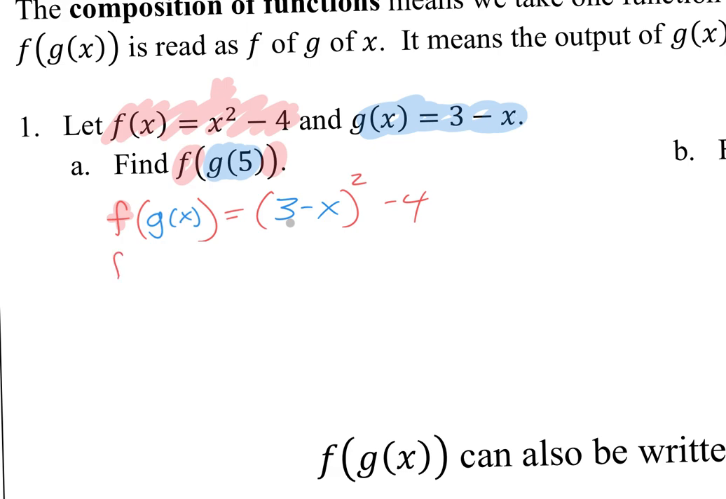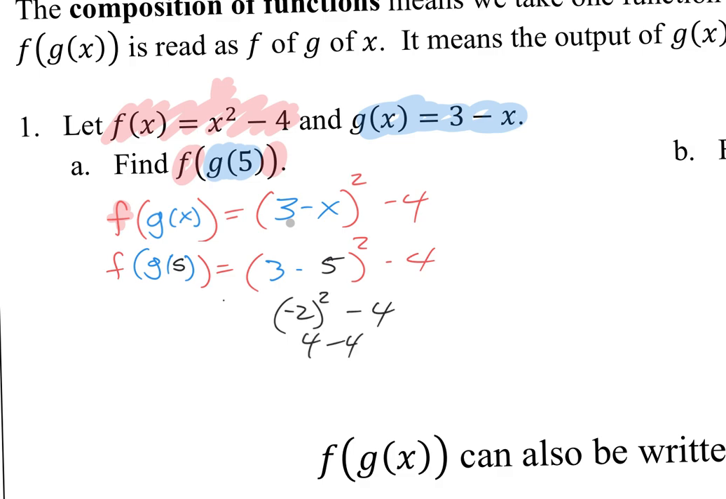So what would f of g of, let's do the 5 in black, 5 be? That would be parentheses squared minus 4, 3 minus, now I plug in a 5. And then you just figure this all out. So 3 minus 5 is negative 2. Negative 2 squared is 4. 4 minus 4 is 0. And there we have it. So that's kind of like the official way to do it.